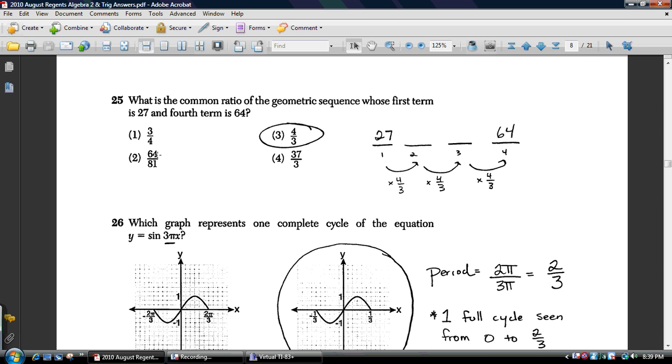And I tried these various choices. First, I multiplied 27 by 3/4, and it didn't work. And then I multiplied 27 by 64 over 81 3 times to see if I got 64, and it didn't work. And then I finally got choice 3, 4/3, and it worked. And so that's why I chose it.